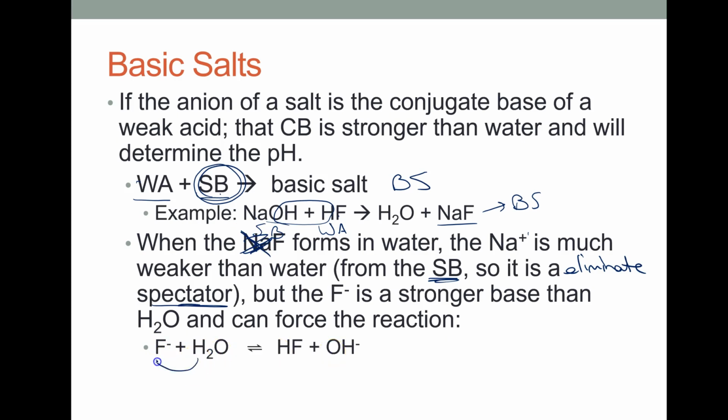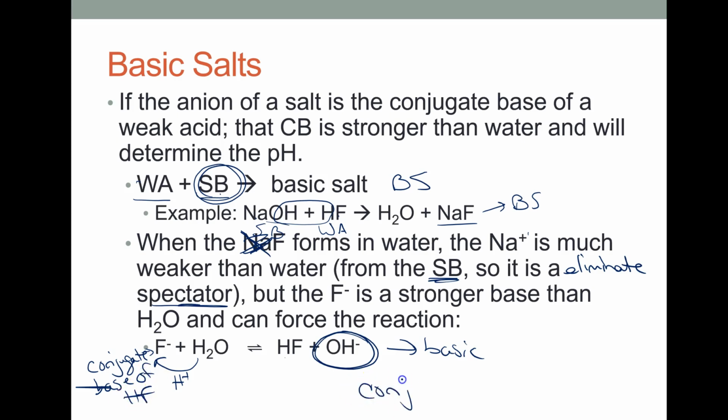What happens is the water donates a proton, because that's what bases do, they accept a proton, and you get HF and hydroxide. And this right here is why it is a basic solution. It's because it produces hydroxide. This right here is the conjugate base of HF, and it's important to learn to recognize conjugate acid-base pairs. And the conjugate acid-base pair would be HF and F-.